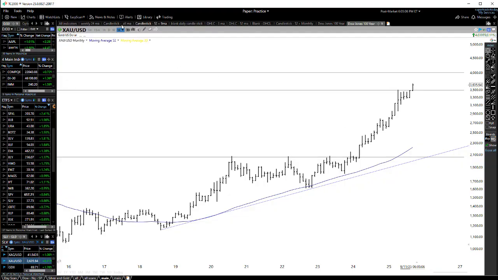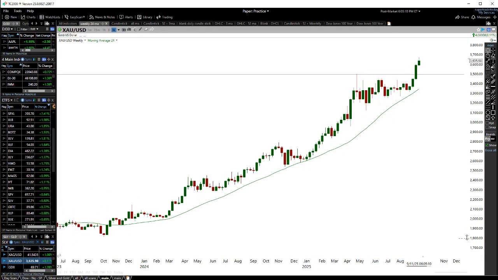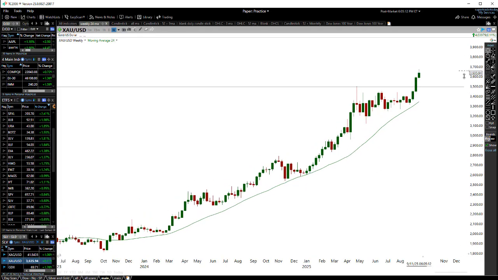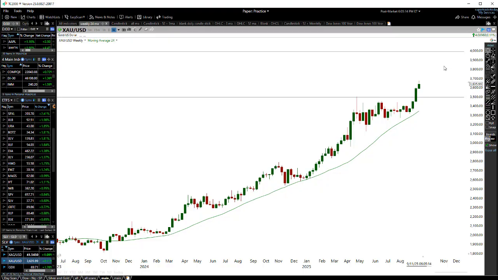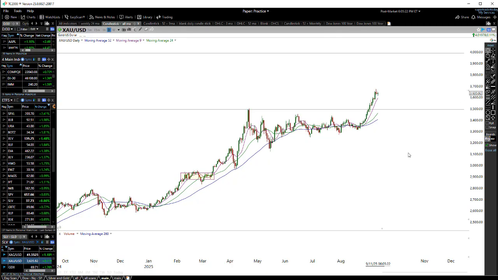Let's go to this here. This is the weekly chart right now. And what I do see is this going to around about 4,000. So that's probably what it's going to look like. Around about that 4,000 target looks like it's going to be there.